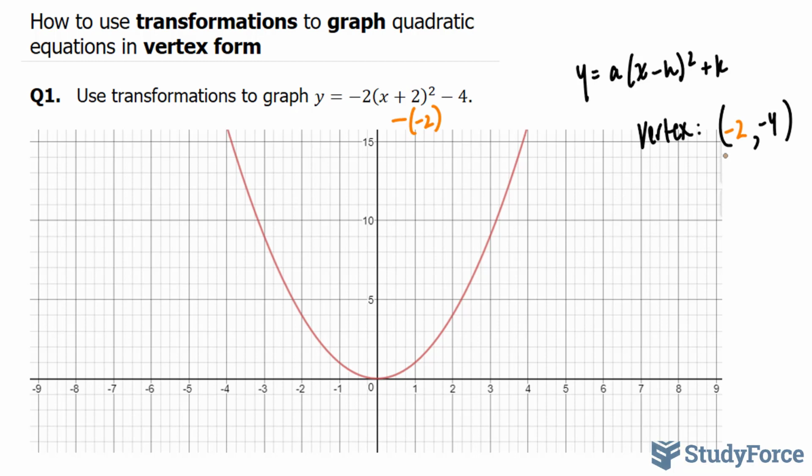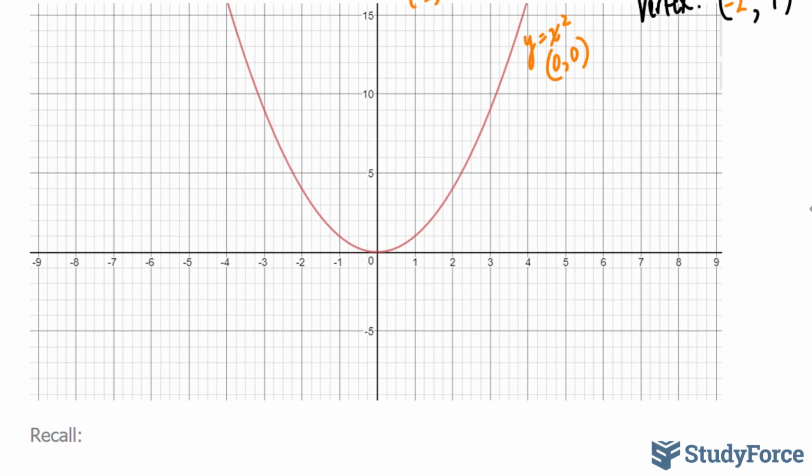Now the reason why that's important is because what's represented here in red is y is equal to x squared. And y is equal to x squared has a vertex at 0 and 0. So our new vertex will be at negative 2 and negative 4, and that can be located here. Negative 2 over to the left and negative 4 downwards is exactly here. I'm going to write down negative 2 and negative 4.